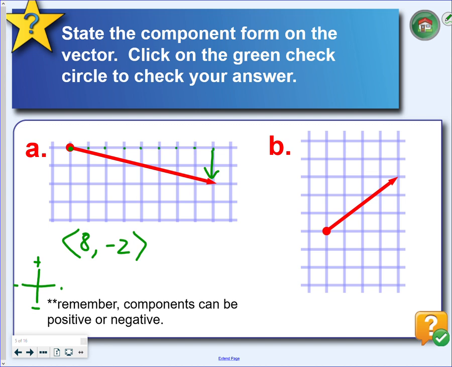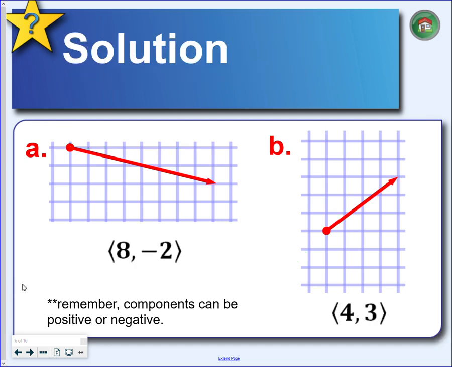Abby, what'd you get for B? 4, 3. Did anybody get anything substantially different from those? Okay. Let's check. Yeah, 8, -2, and 4, 3. Very good. All right, questions on that? Still good? Okay.